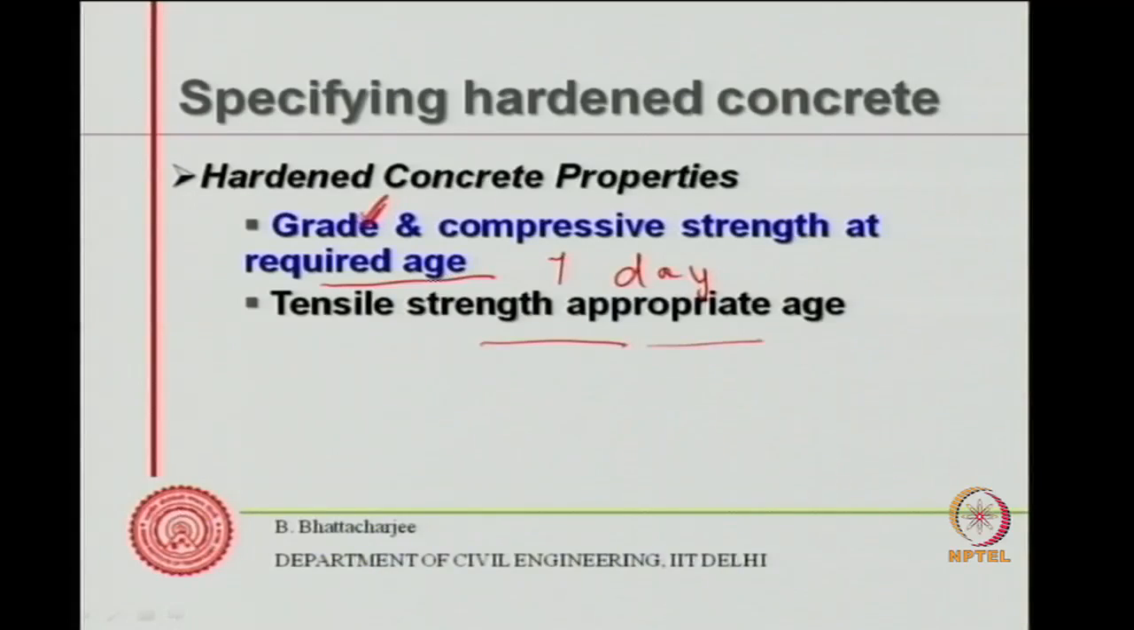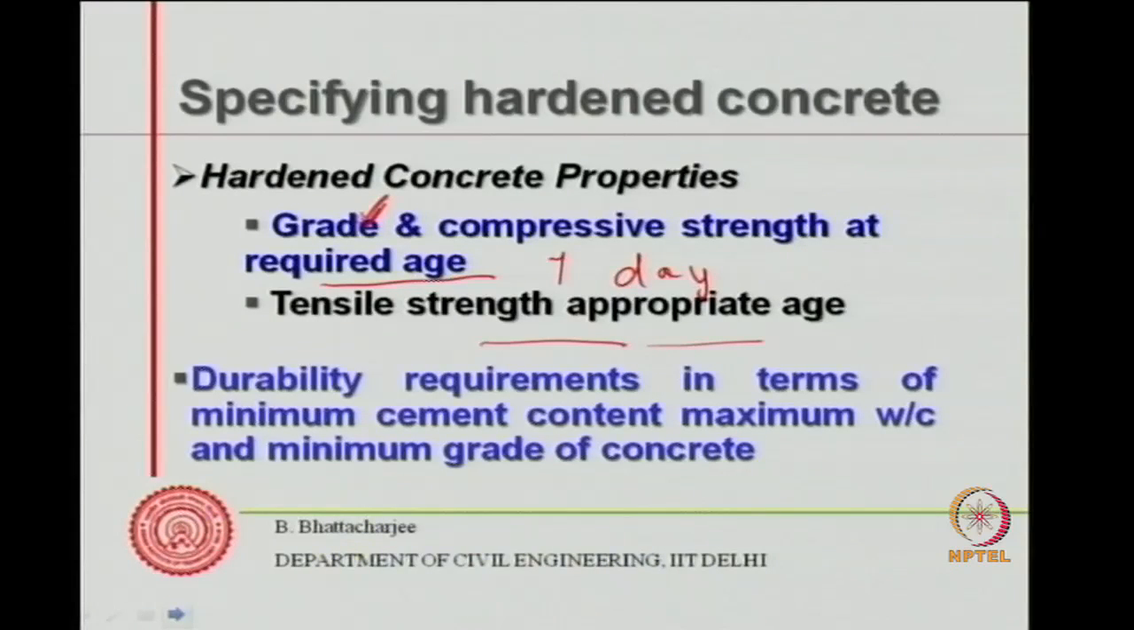We might also specify the concrete strength in terms of its tensile strength at certain appropriate age. In some cases, maybe we are designing for tensile strength of concrete. Sometimes, let us say, in water retaining structures, or where flexural strength becomes a very important criterion, let us say in pavement, we might specify the concrete in terms of flexural tensile strength also, in addition to 28 days compressive strength and grade. But this is not all.